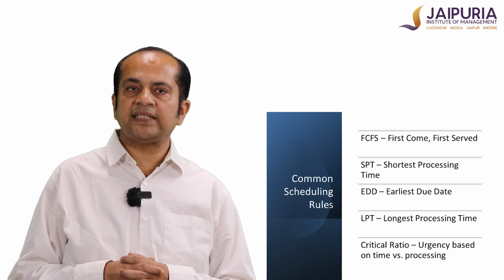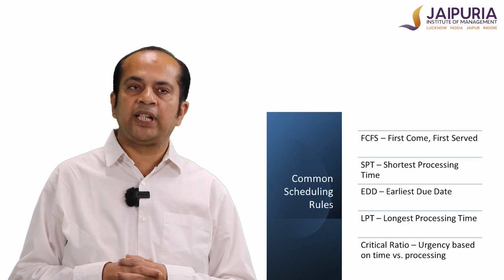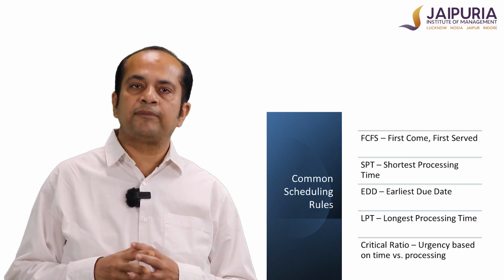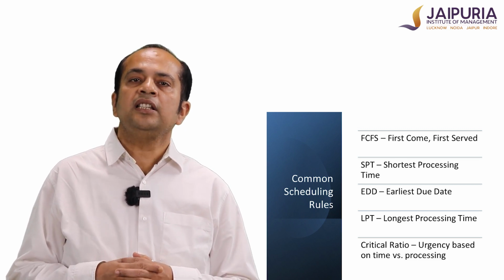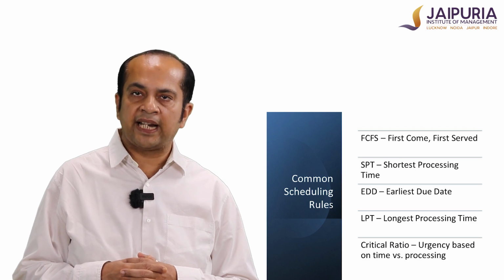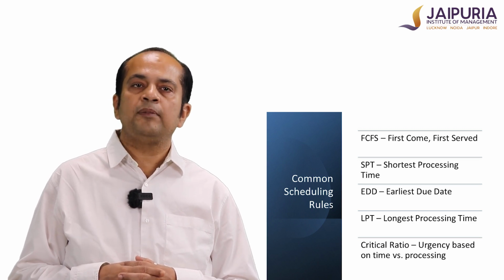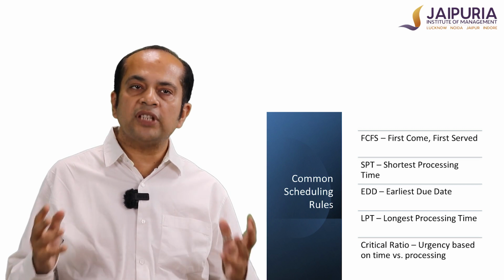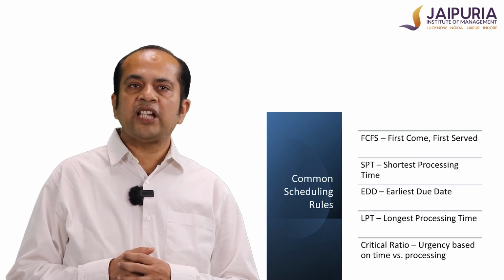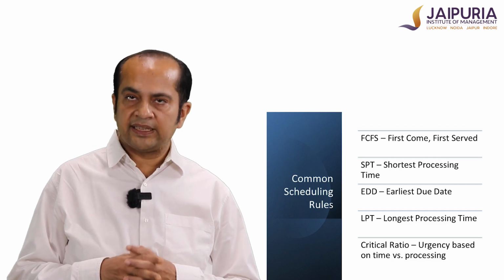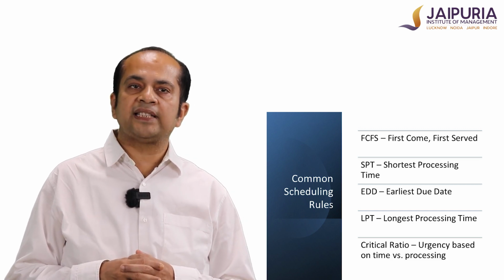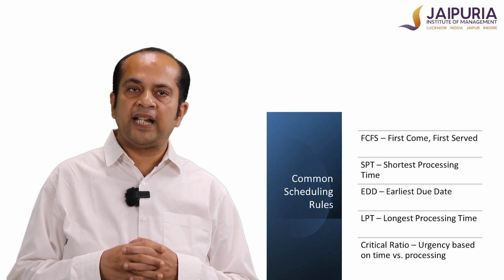Let's discuss some basics related to common scheduling rules. In the first come first served criteria, which is also called the FCFS criteria, the jobs are processed in the order they arrive. It is easy to manage but may not always be the most efficient. In the shortest processing time criteria, jobs that require the least time are done first. This minimizes the average time jobs spend in the system.